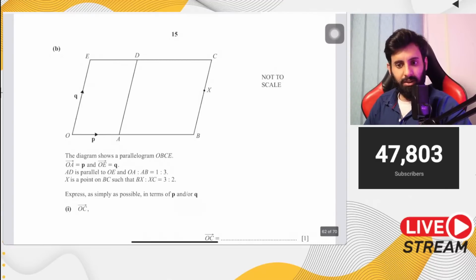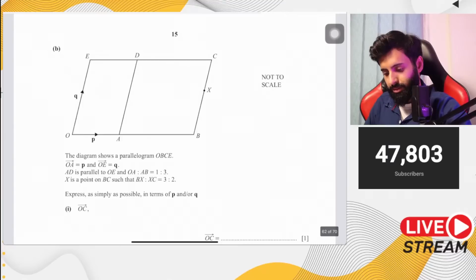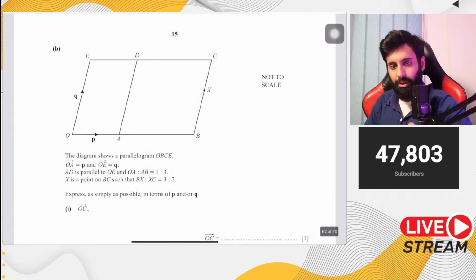Okay, revise the concepts of vectors. This is the rule of subtraction, and yes, you can use the head to tail rule as well. Ultimately just make sure that the vector that you're ending up with is what you actually want.